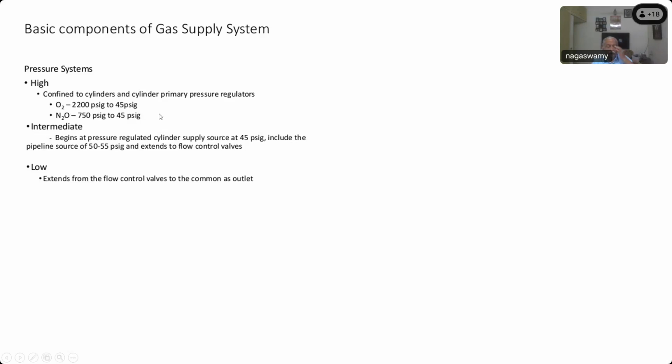Okay, when it comes to the flow meter level, the oxygen pressure from 45 will be reduced to 14 psi, and nitrous oxide pressure will be reduced from 45 to 26 psi. So nitrous oxide pressure is slightly higher compared to the oxygen pressure. Why is it so? We will have to see how to prevent hypoxic mixture. Okay.